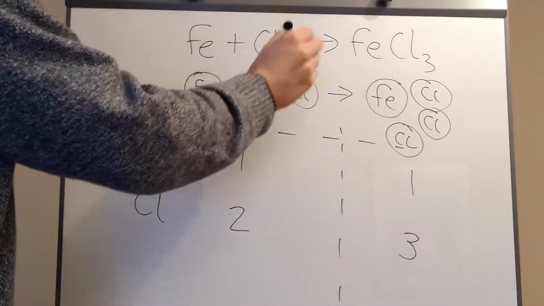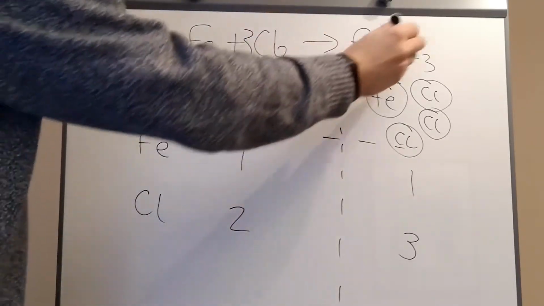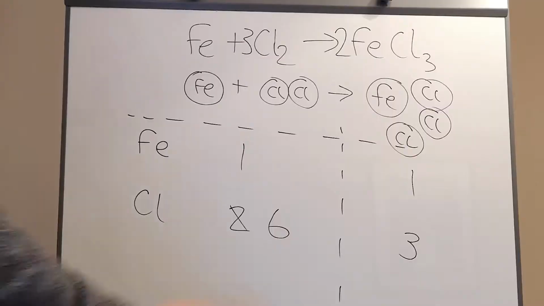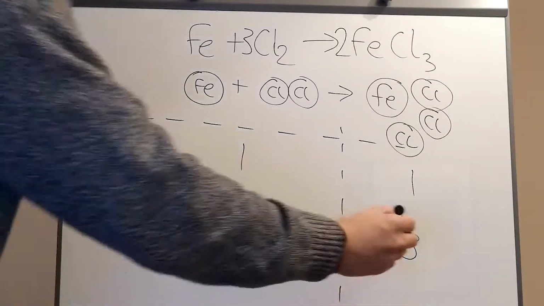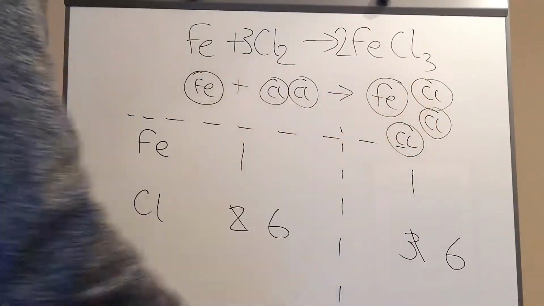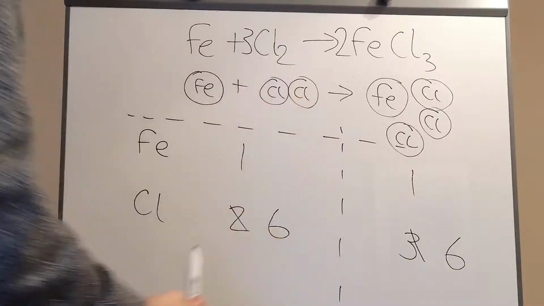If I times this chlorine by 3 and this whole molecule, basically this chlorine, by 2, I will end up with 6 chlorines on the left hand side, and I will end up with 6 chlorines on the right hand side, because 2 times 3 is 6 and 3 times 2 is 6.